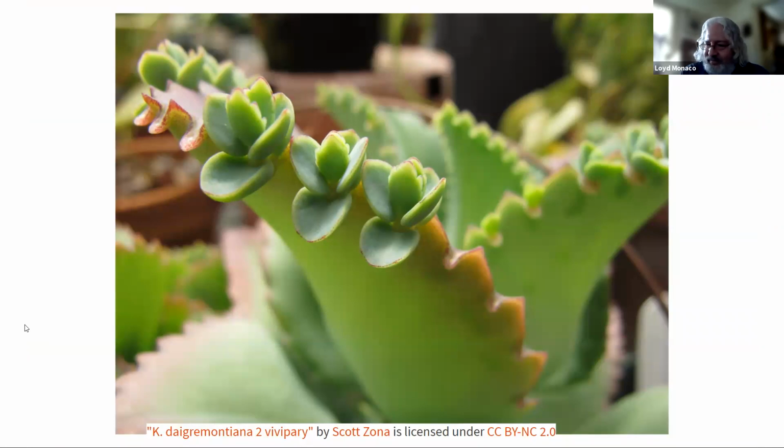Again, mother of thousands, mother of millions. Yep, this would be another thousand, because again, the serrations, and even in the maturing plantlets, you can see where the serrations are starting to form in the older, more mature leaves on this specimen. Next slide, please.